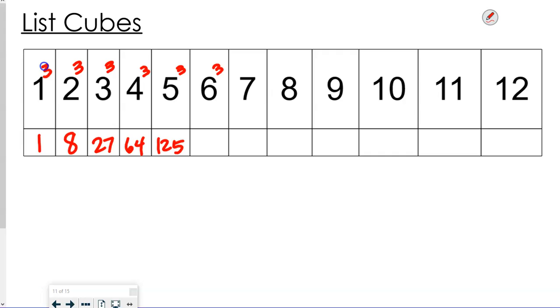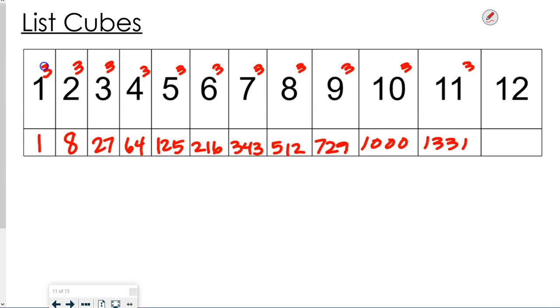Now this is going to be important, because being able to recognize these as you work through problems is going to be important, y'all. 7 to the third is 343. 8 to the third is 512. Again, y'all can do all these in your calculator. 9 to the third, 729. 10 to the third is 1,000. 11 to the third is 1331. And 12 to the third is 1,728. So those are all of our cubes that we would commonly have in a problem, okay?